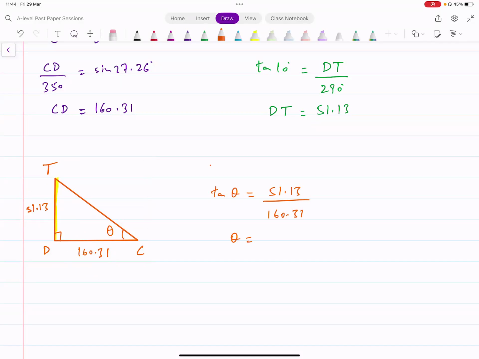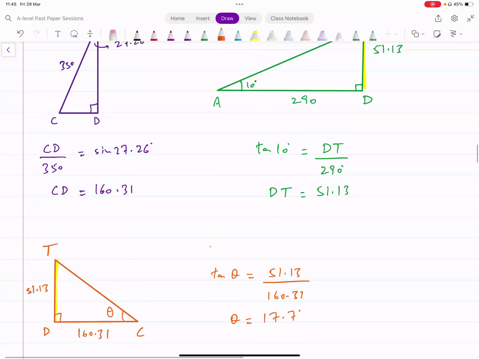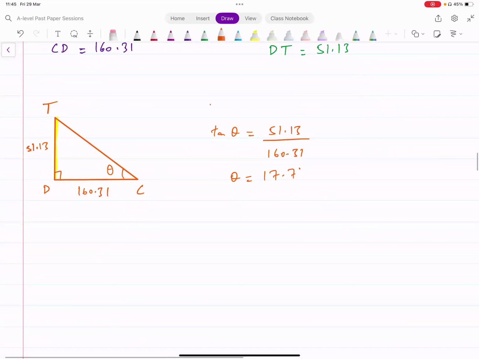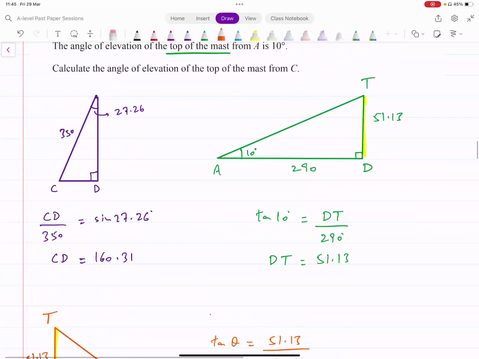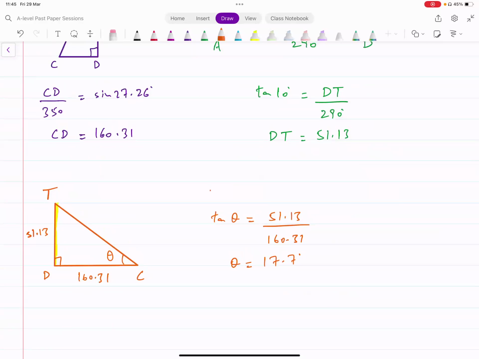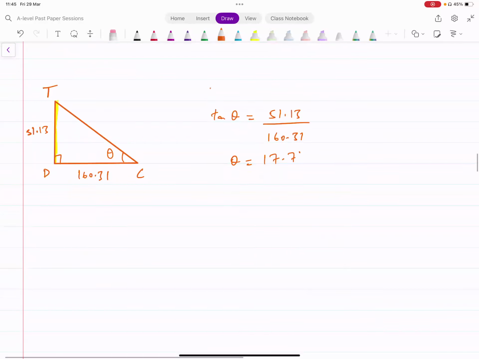51.13 divided by 160.31, tan inverse of that, and that's giving me 17.68, 17.7 degrees. That's the angle that we get, the angle of elevation that we were looking for. The angle of elevation is 17.7 degrees. Okay. All right, let's move on.